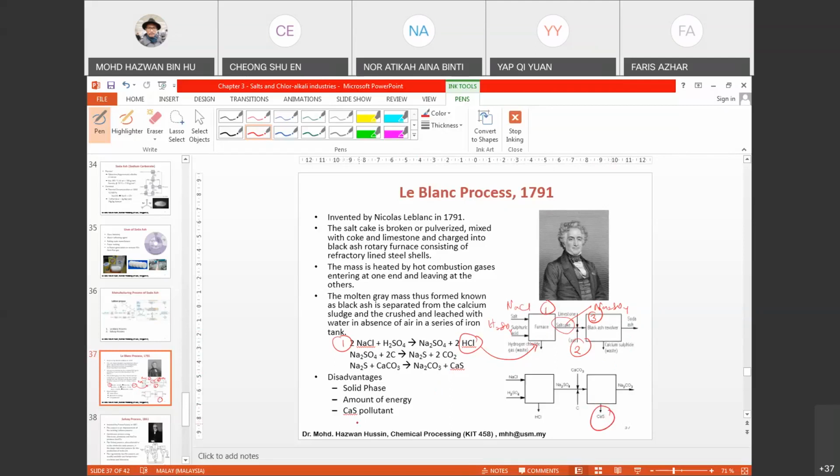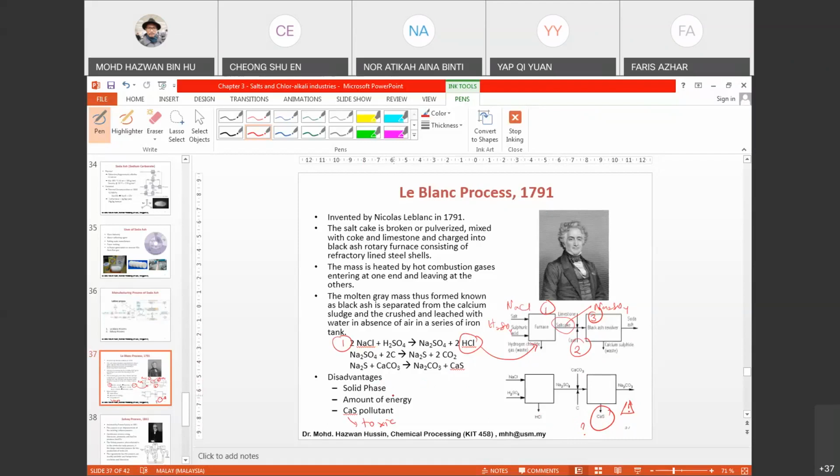calcium sulfide, not cadmium, calcium sulfide. So this is actually a problematic thing, so I put a warning over here. The reason is that calcium sulfide is toxic. So when you have a huge production of solid calcium sulfide, this will be a problem, like how you want to dispose of it. So that is why the Leblanc process has certain disadvantages.